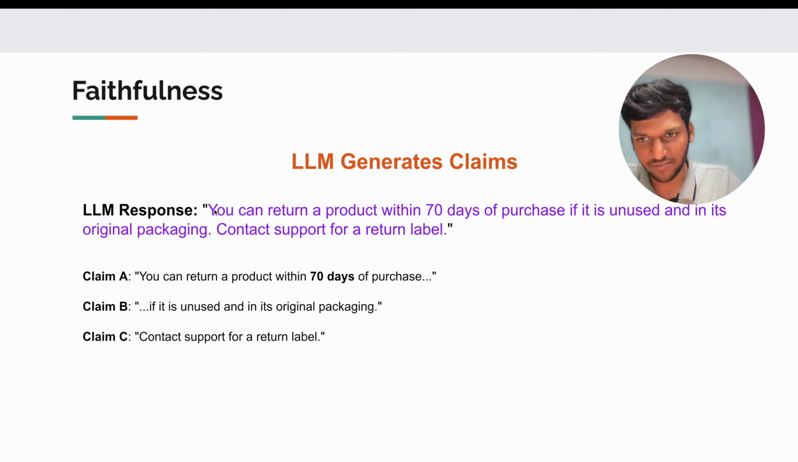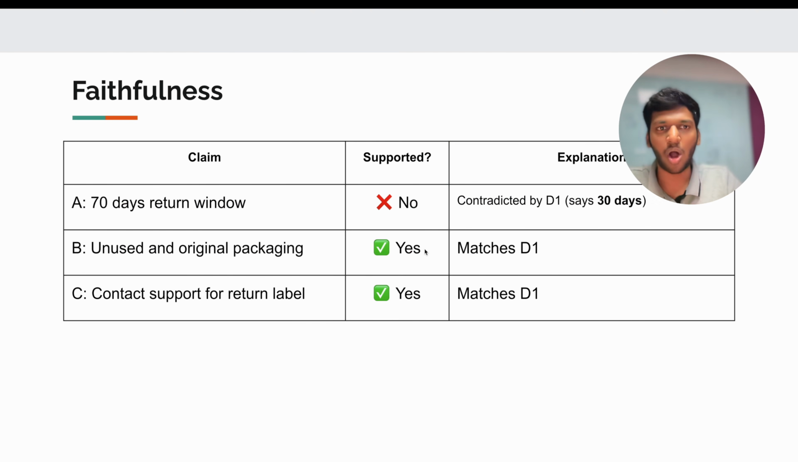So in this itself, there are 3 claims. The product can be returned within 30 days, claim number 1. The purchase should be unused and in original packing, claim number 2. Contact sales team for return label, claim number 3. In these 3 claims, how many claims are true according to the document which we retrieved from the vector database?